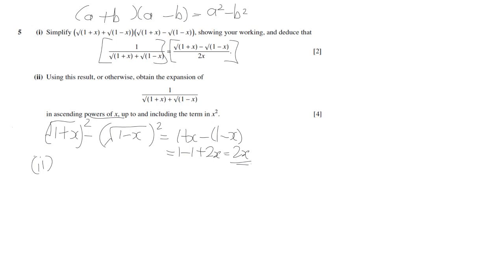So I'll use the second part, which is square root of 1 plus x minus square root of 1 minus x over 2x, and this is the same as 1 over square root of 1 plus x plus square root of 1 minus x. So if I do this, I'll just take the first part, 1 plus x, and then expand that.